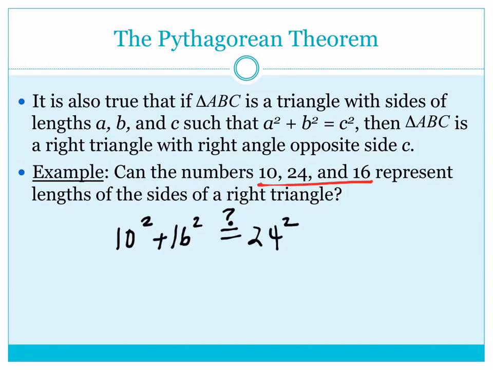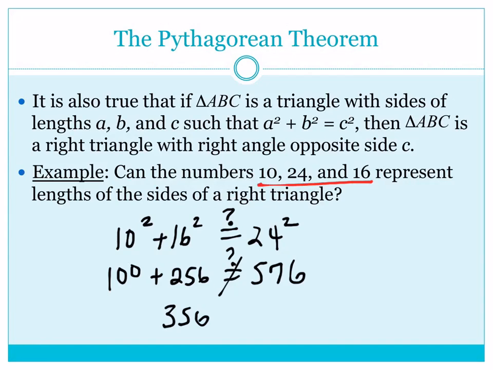Excuse me, 24 squared? So clearly 10 squared is 100. 16 squared is 256. And then 24 squared is 576. So I'm pretty sure we can see pretty quickly that this is not going to be equal. We have 356 on the left, we have 576 on the right, not equal values.